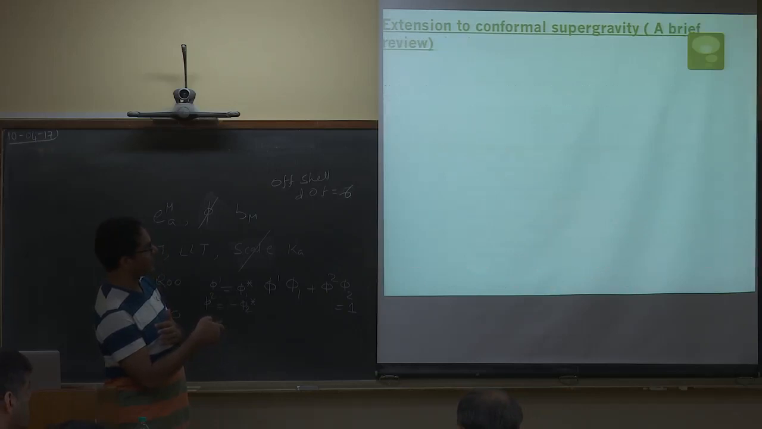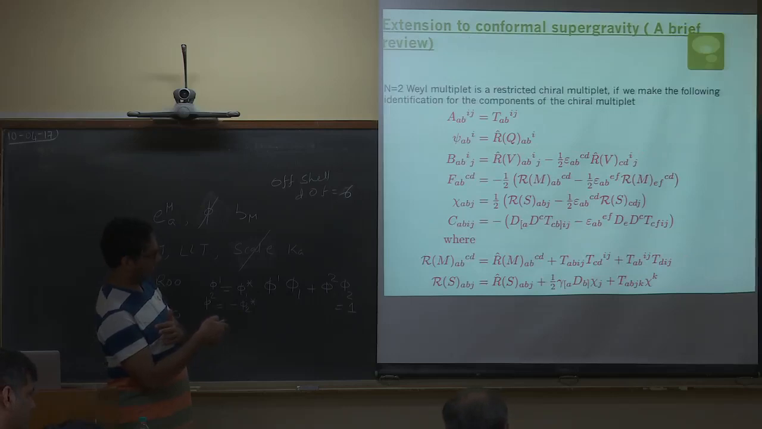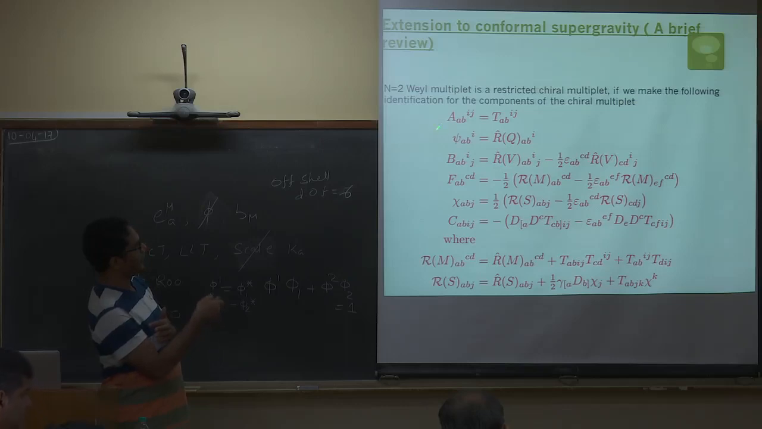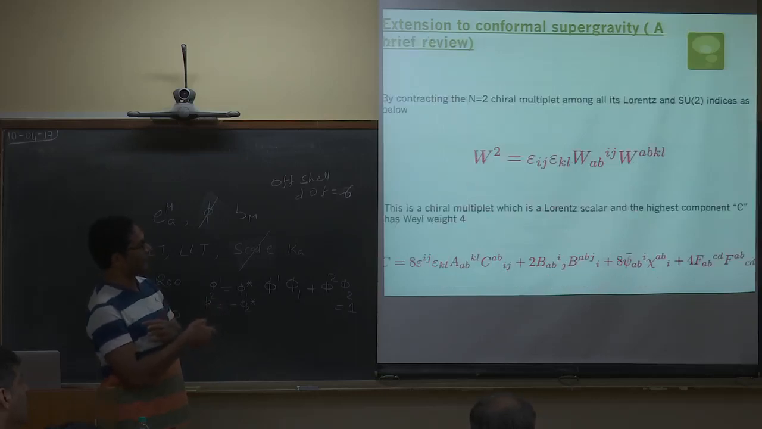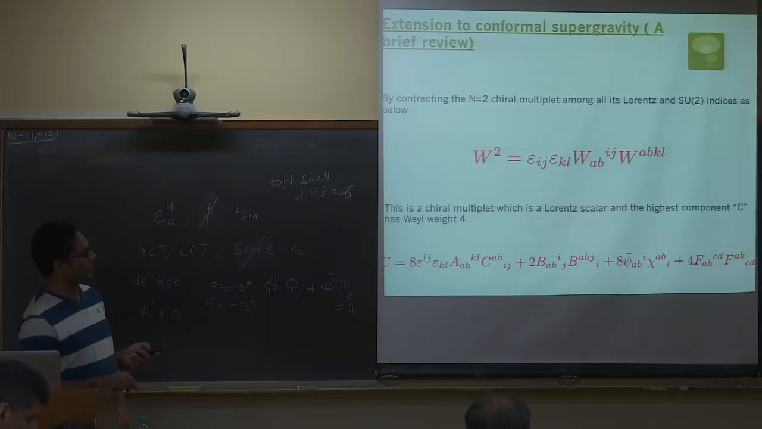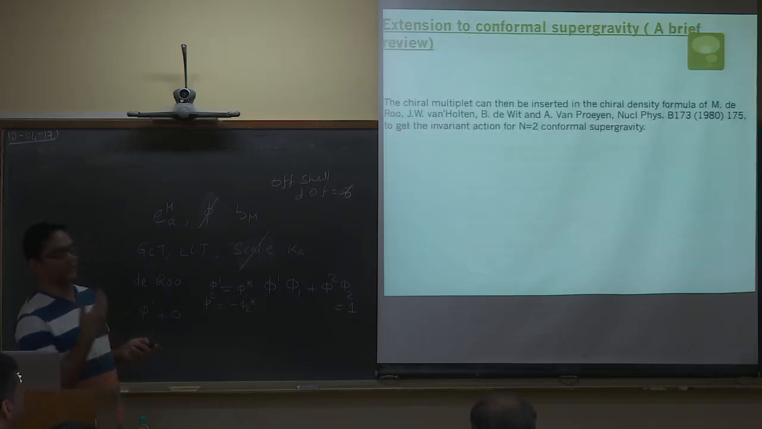and you have B B, and then your psi bar chi, and then you have A C. When you multiply this multiplet with itself, the highest component will come when A multiplies with C, I multiplies with lambda, B multiplies with itself, and F multiplies with itself. That is when you get the highest component of this W squared chiral multiplet, and this also has Weyl weight 4.